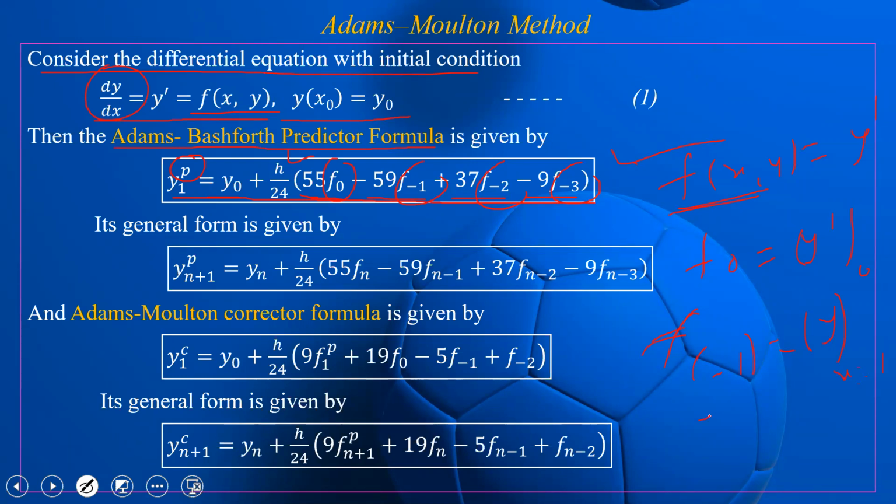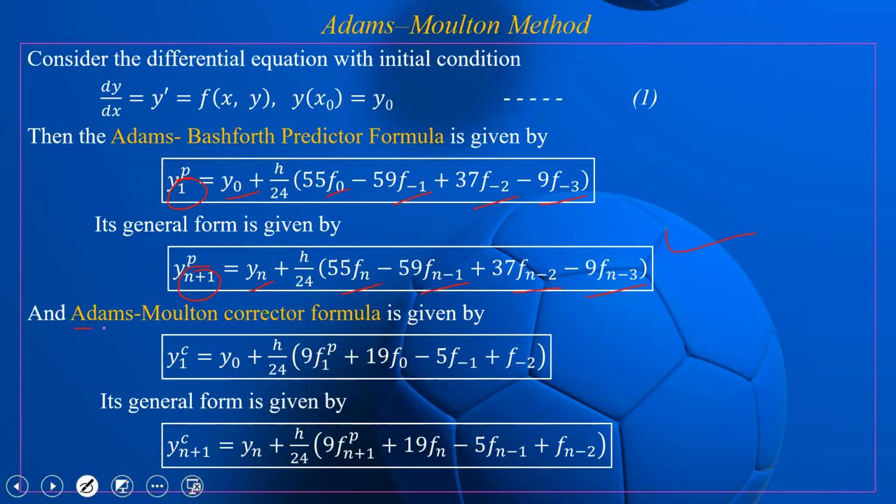Its general formula is given by, if we replace, this is for y1, so if we replace it with n + 1, then y0 is yn, f0 is fn, f(-1) is f(n-1), f(-2) is f(n-2), and f(-3) is f(n-3). So this is the general formula for the Adams-Bashforth predictor formula.